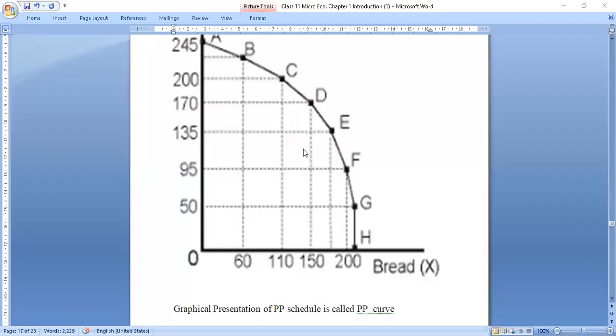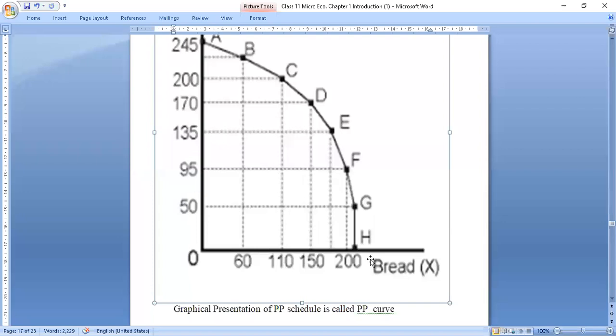Okay, students, I am starting again. Please watch it carefully. Now we have studied how we need to make the schedule. Then after making the schedule, to make the diagram, what do we have to do? We have to make first the y-axis and x-axis. We have to draw the x-axis and y-axis.